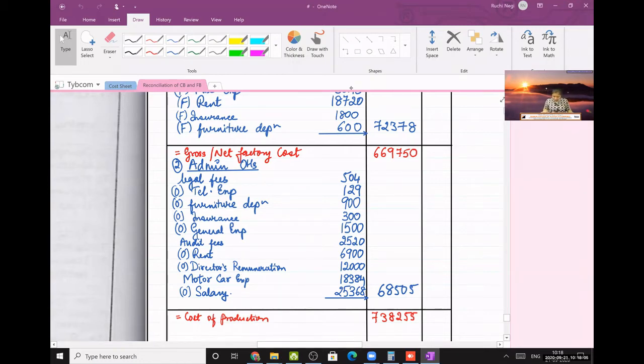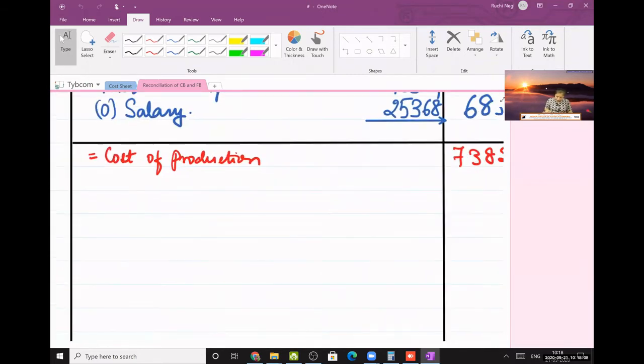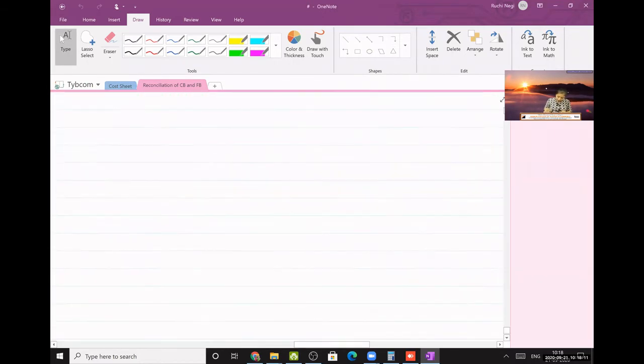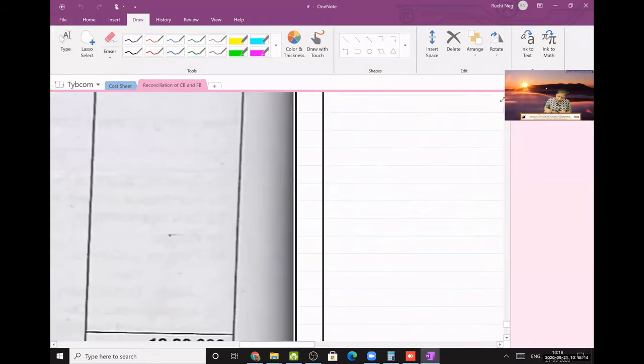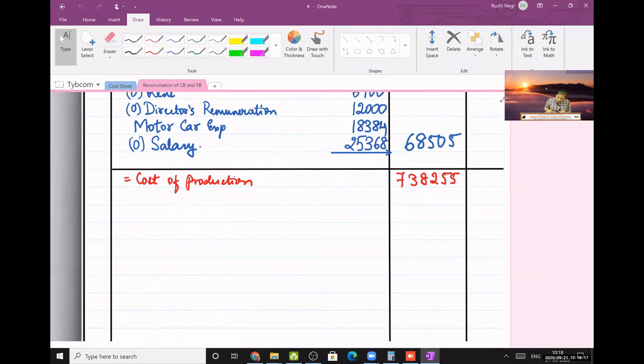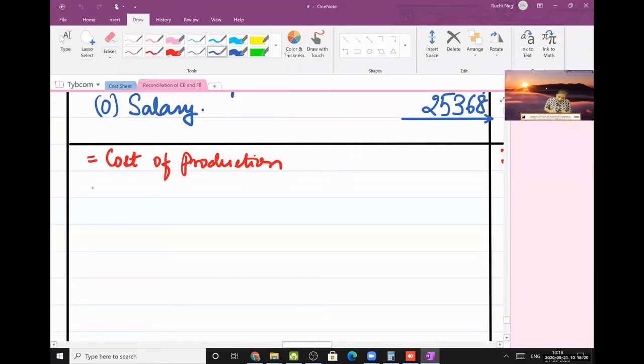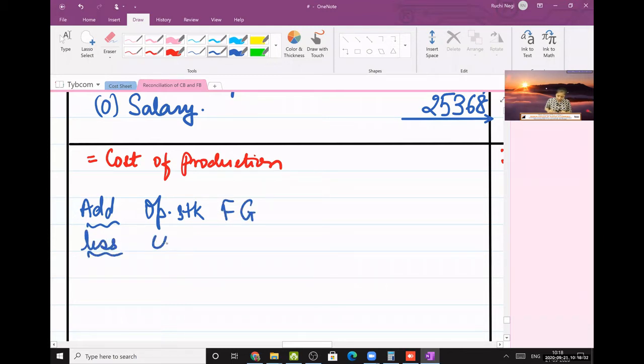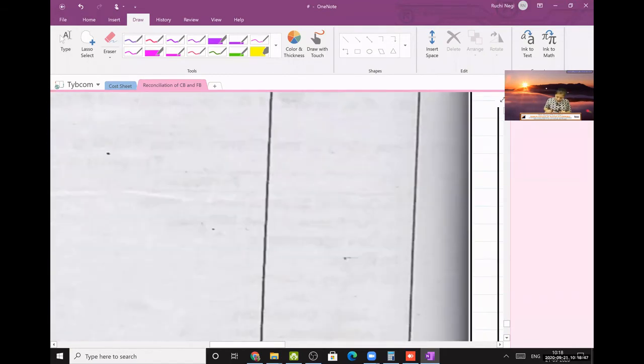And next. Okay, this is done. So my cost of production is finished. After this, add opening stock of finished goods, less closing stock of finished goods. Closing stock of finished goods, they have clearly said it should be as per FIFO. I'll follow FIFO. Opening stock of finished goods, how much have they said?